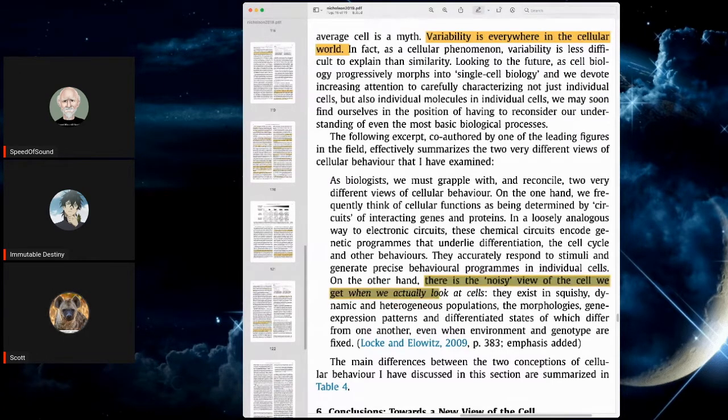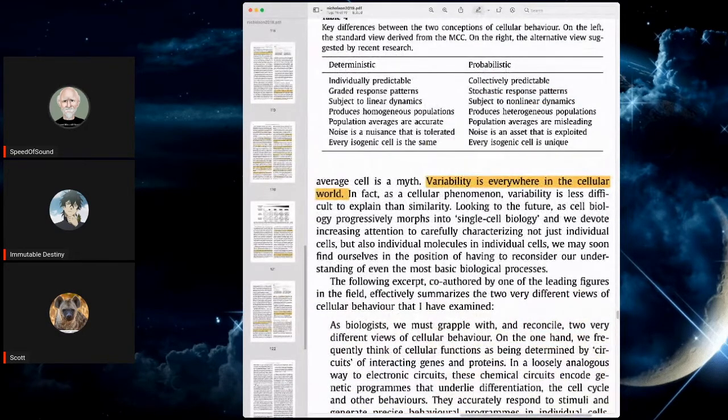On the other hand, there is the noisy view of the cell we get when we actually look at cells. They exist in squishy, dynamic, and heterogeneous populations, the morphologies, gene expression patterns, and differentiated states of which differ from one another even when environment and genotype are fixed. The main differences between these two conceptions of cellular behavior I have discussed in this section are summarized in Table 4. Okay, so here's Table 4.